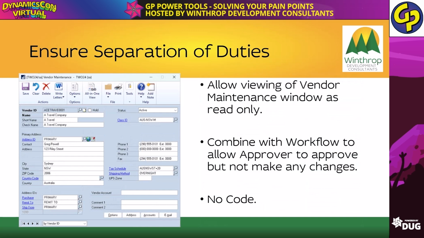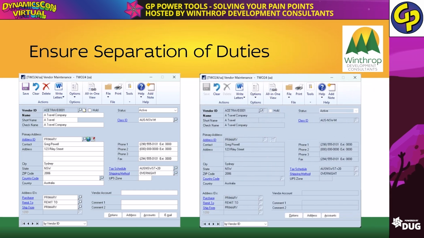An example of ensuring separation of duties could be making sure that the vendor maintenance window is not editable. If you combine this with workflow, it could mean that the accounts payable team can enter in the details of a vendor and send it for approval, but the approver is allowed to only approve those changes and is not allowed to actually make any changes themselves. This is a no-code solution which ensures separation of duties.